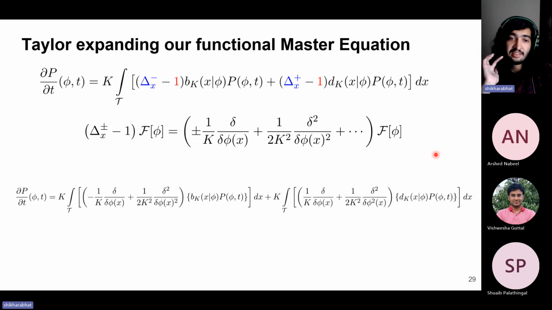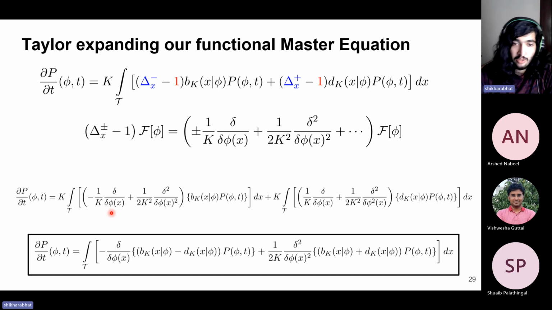We can rearrange this slightly. Firstly, note that there is a factor of k outside and a factor of at least 1 by k inside. So we can remove one of these k's. We can also group such that all the first derivatives are in one term and all the second derivatives are in another term. If we do this, we will arrive at this equation. We can just check that it's the same.